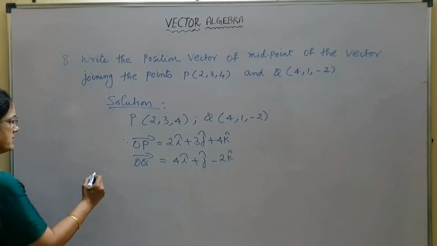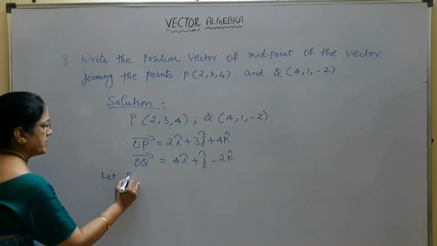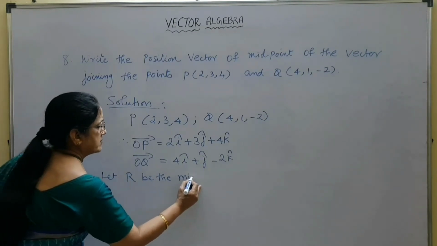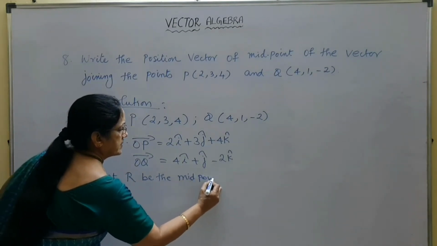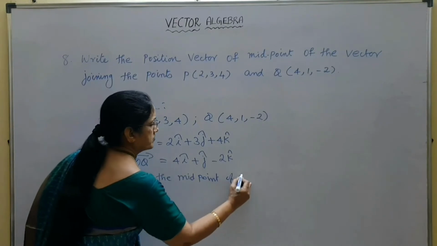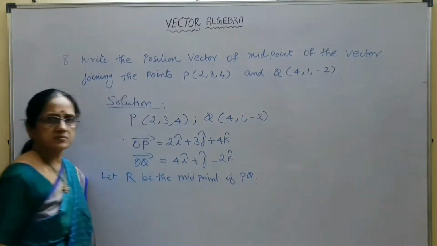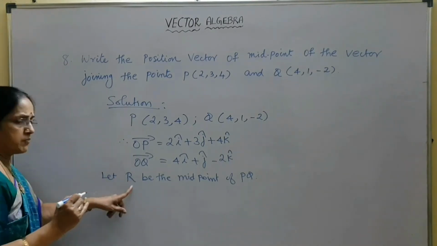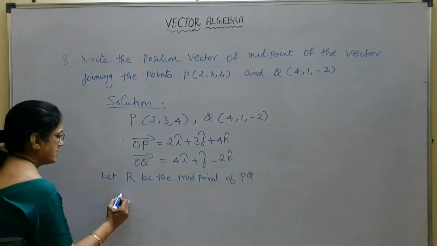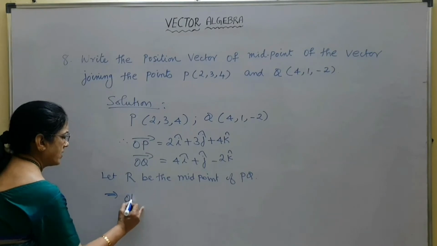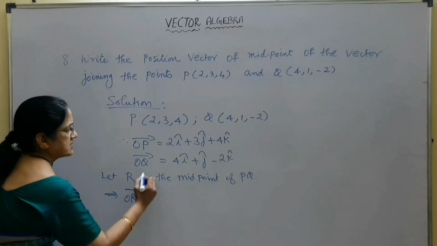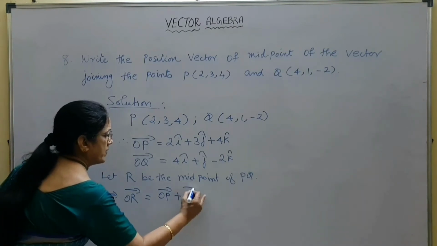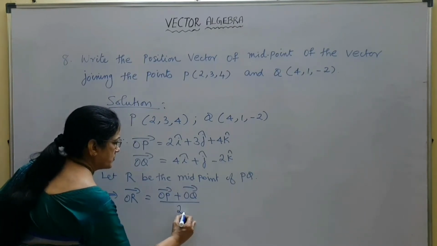So let R be the midpoint of PQ. I need to find out the position vector of the point R. This implies OR vector is nothing but OP vector plus OQ vector by 2.